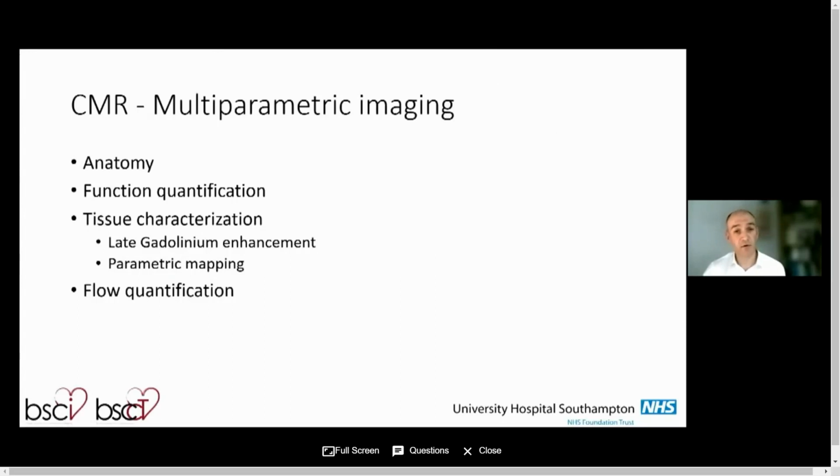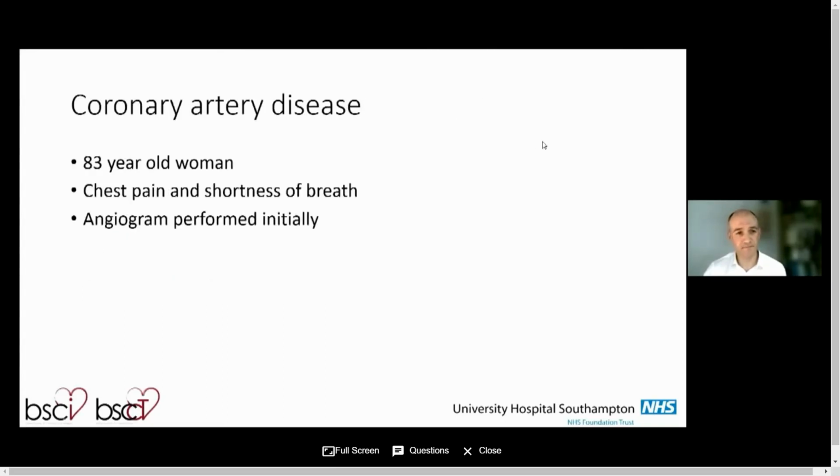And we're also able to quantify flow, something that, as I'll touch on later on as well, is really important, particularly in the congenital population. But I'd like to start with a case, if I may, because this is talking about CMR in practice. And this is a patient who is an 83-year-old woman, and she presented with chest pain and shortness of breath.